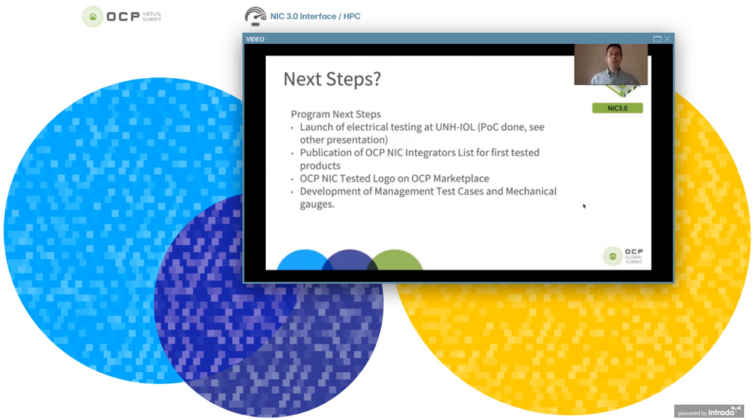Next, we'll launch an OCP NIC 3.0 integrators list, which will show what products have been successfully tested independently at UNH-IOL. This is going to be useful to buyers and integrators as a baseline for what products should be integrated into their design. We're also looking at a logo for tested products to be used in the OCP marketplace. And then, of course, further development of the management and mechanical tests to expand coverage of the OCP NIC 3.0 test program.